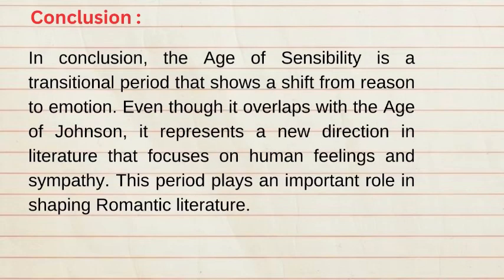Now, let us quickly revise everything. The Age of Sensibility is a mid 18th century period that focuses on emotion and feeling. It overlaps with the Age of Johnson but represents a different trend. It shows a shift from reason to emotion and prepares the way for romanticism.